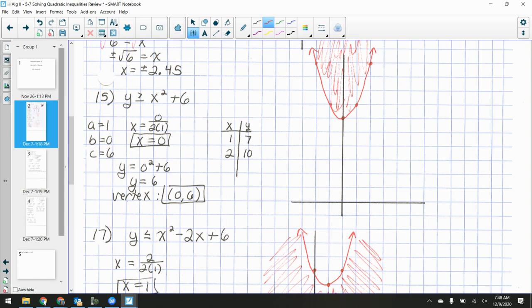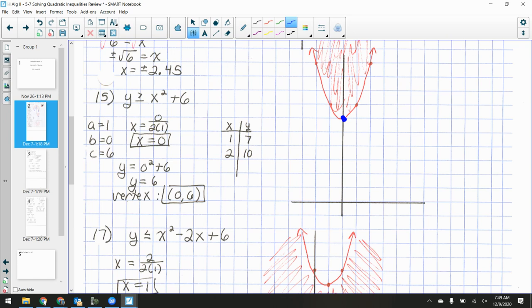But this one's even weirder because it's not going to cross the x-axis. Right? So my b value is 0, so my whole axis of symmetry turns to 0, which means that my y-axis is my axis of symmetry. I plug it in and I get 6, which is my y-intercept. So we're sitting there, like, oh, okay, I've only got 1 point. I know that it goes upward. But I've only got 1 point. How the heck am I going to finish graphing this?